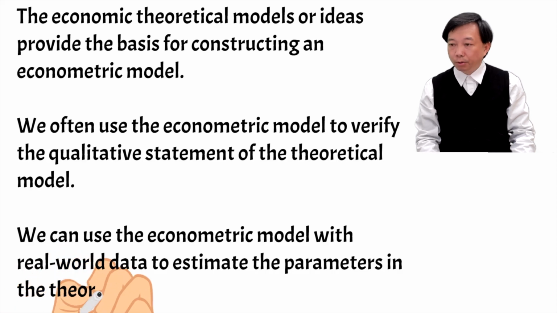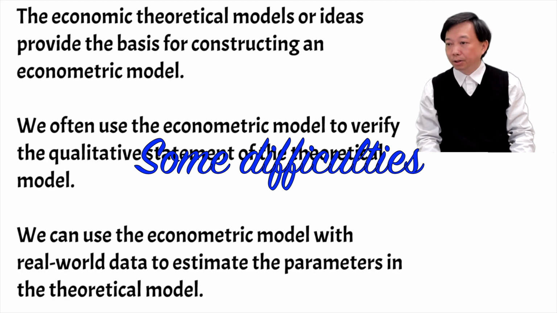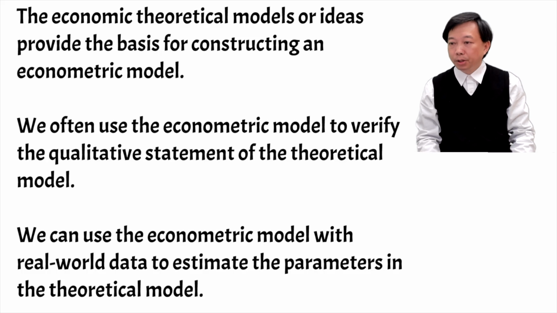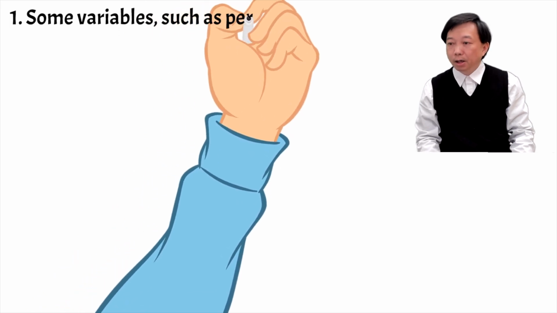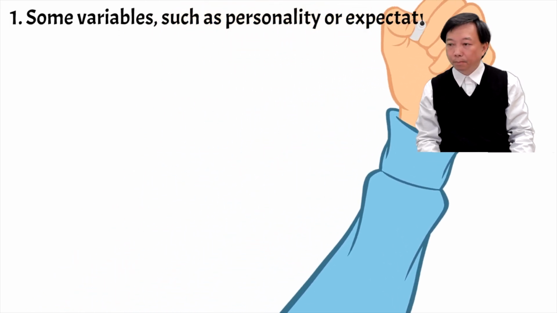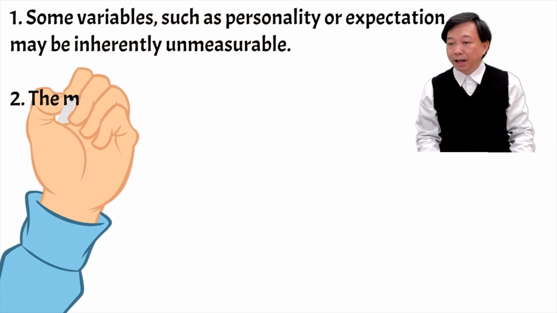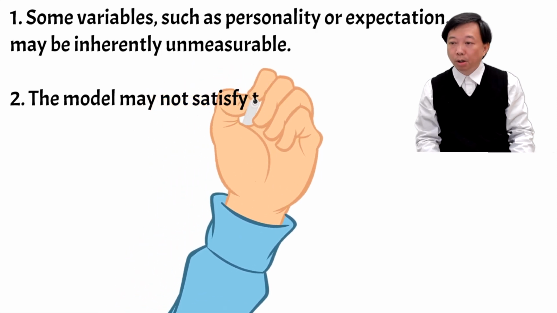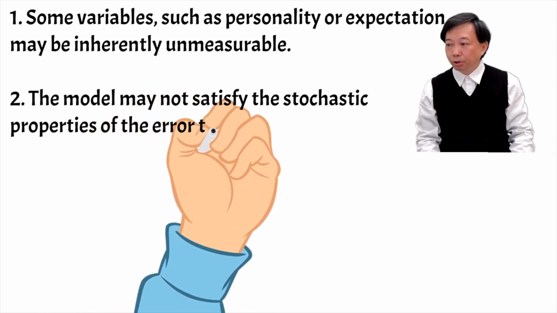The econometric models require observable data and estimation techniques to estimate the coefficients. Therefore, we may encounter some difficulties as we estimate the model. First, some variables, such as personality and expectation, may be inherently unmeasurable. Second, the model may not satisfy the stochastic properties of the error term, which will lead to a biased estimate. The zero conditional mean assumption may not hold.